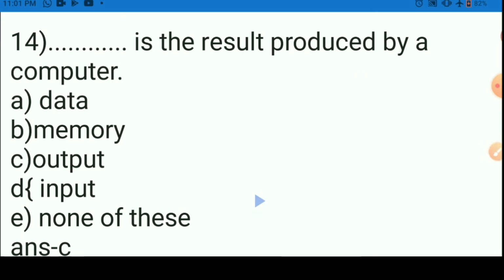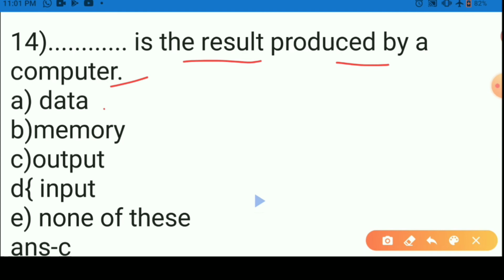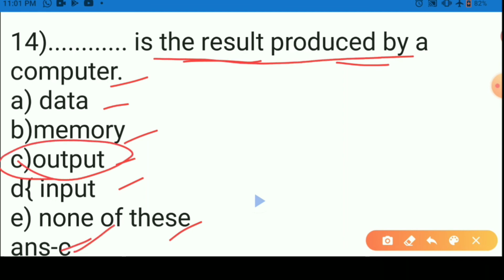Question number 14. Is the result produced by a computer? Data, memory, output, input, none of these. Output. Right answer is output, it is the result produced by a computer.